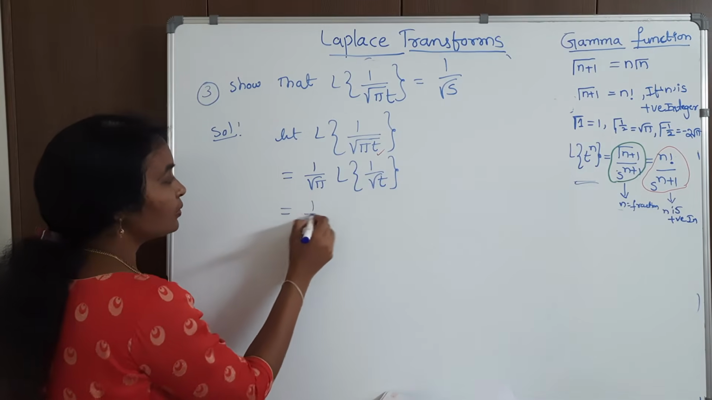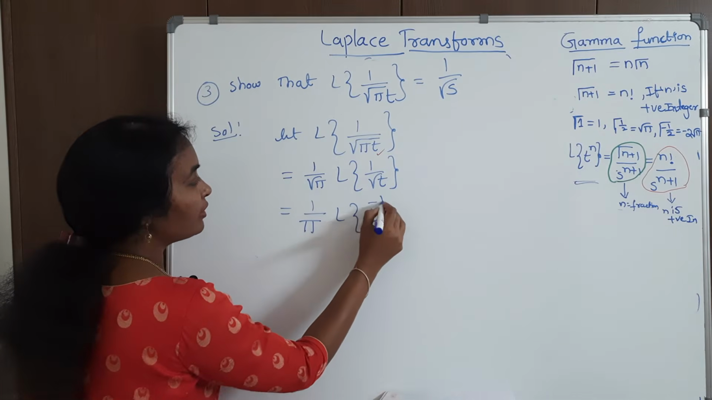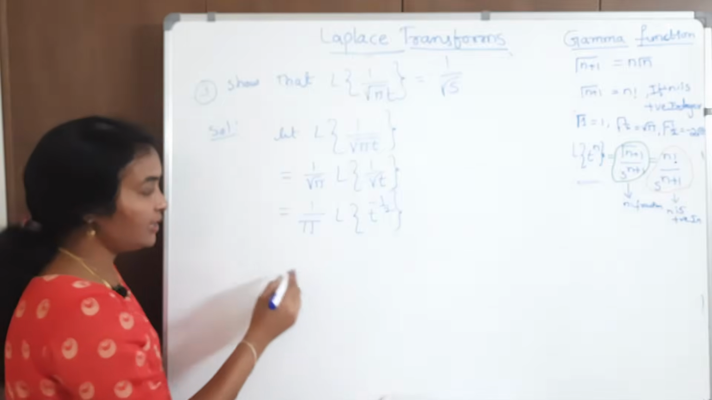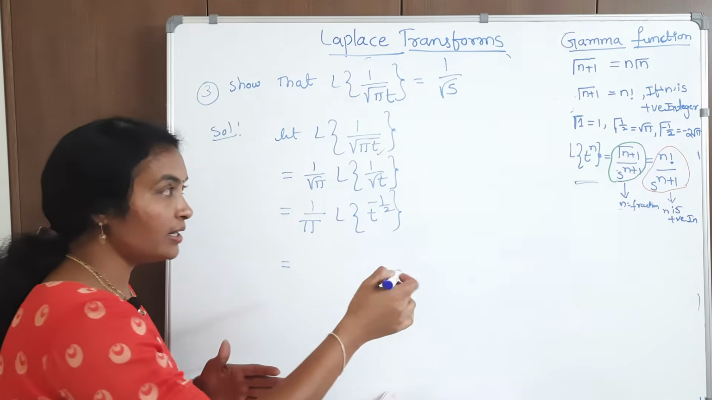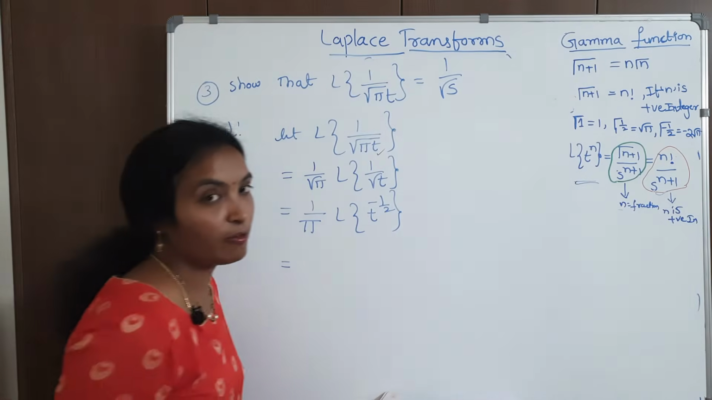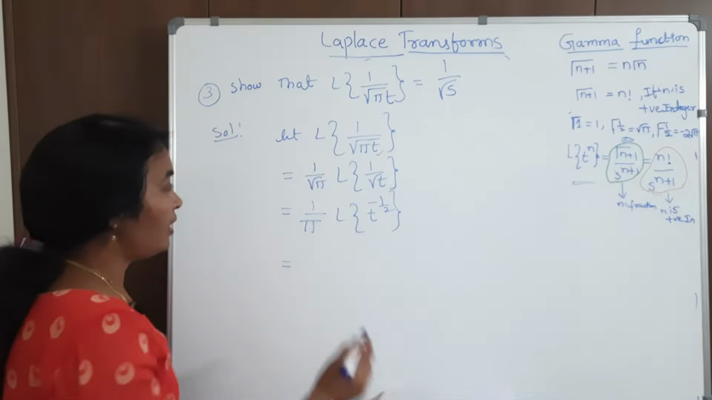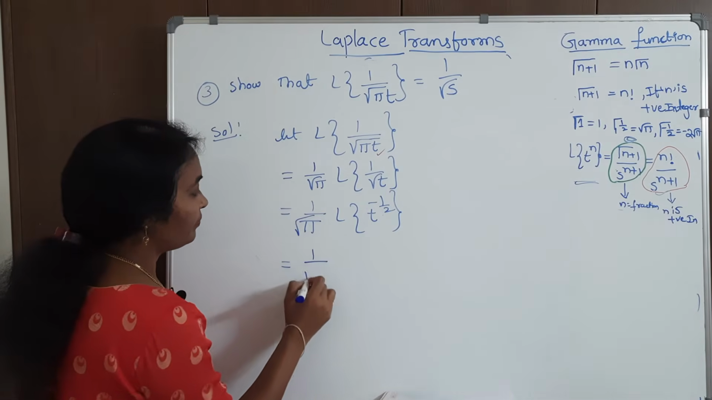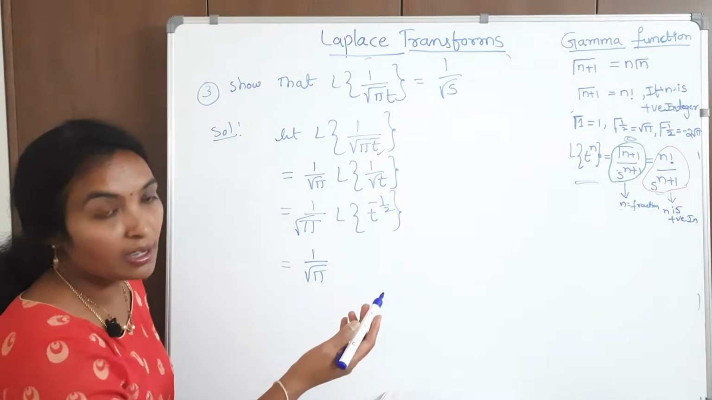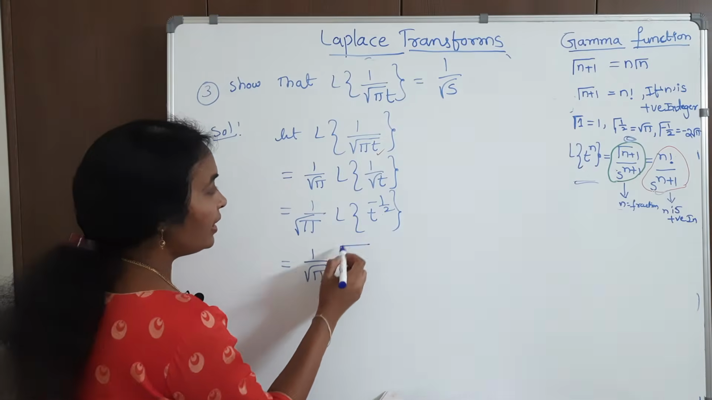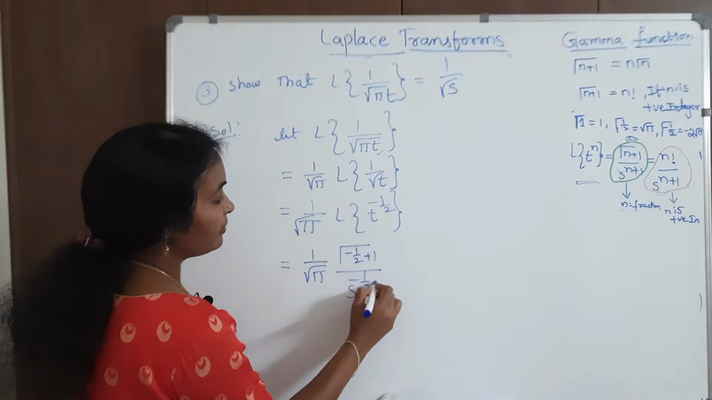దీన్ని ఇంకెలా రాయొచ్చు? Come on ma. L of t to the power of minus half. Yes. If it is t square, direct t square or t cube something undi direct you need to apply this n factorial by s power n plus 1. కానీ t power ఏముంది minus half ఉంది అంటే you apply this one. అప్పుడు అది ఏమౌతుంది? చెప్పండి మా. L of t to the power of minus half, gamma of n plus 1 by s to the power of n plus 1.